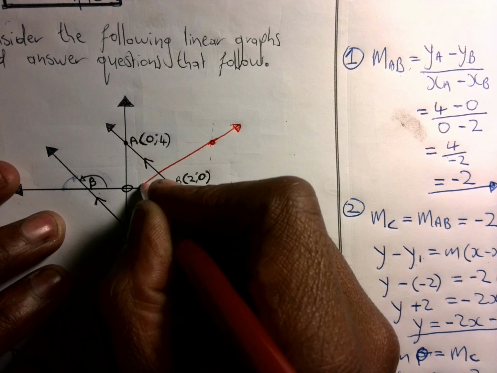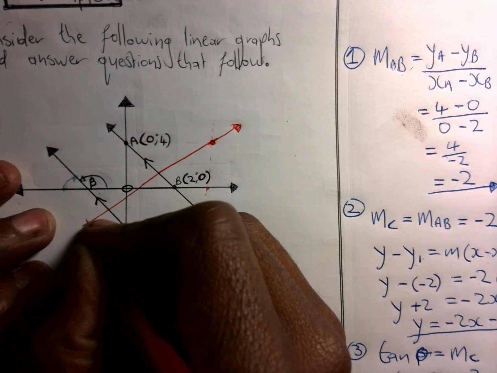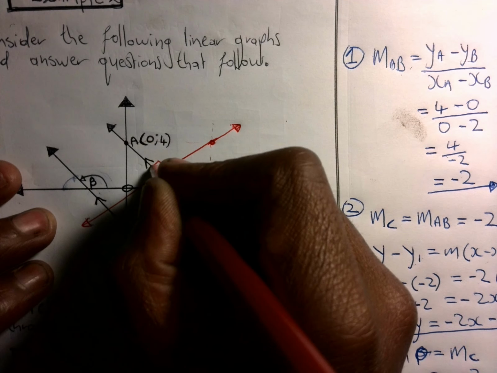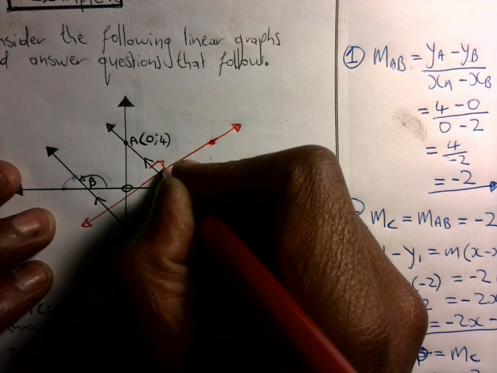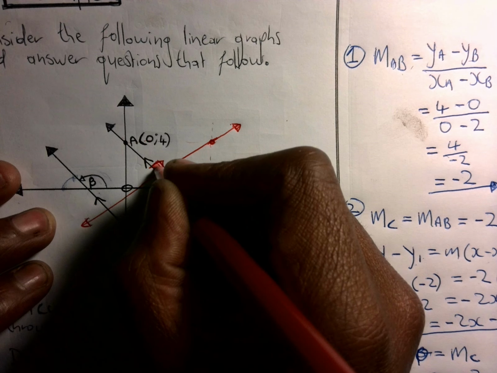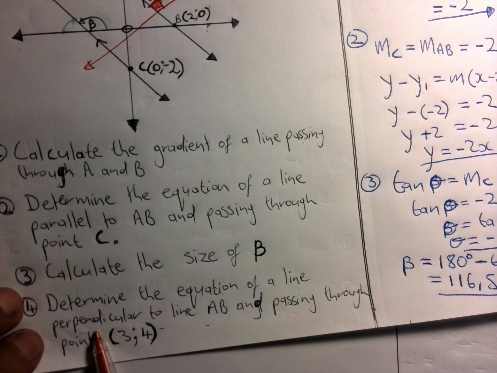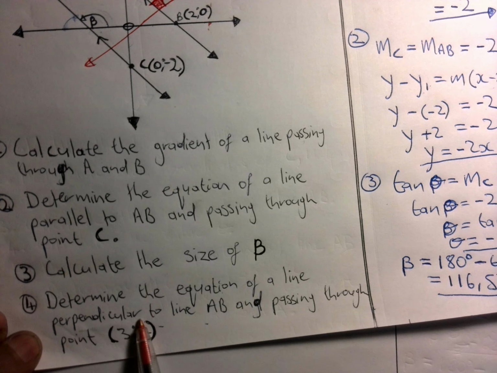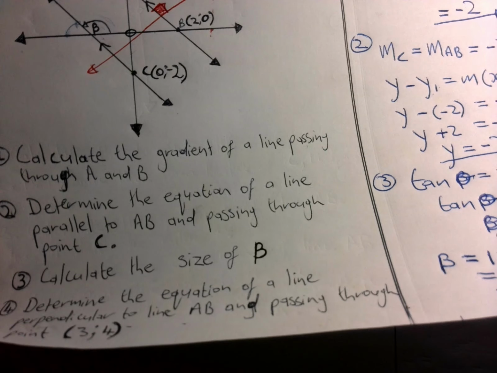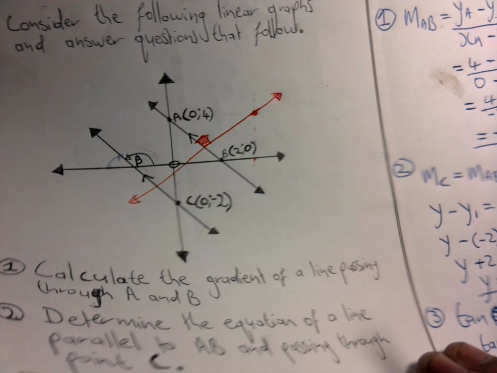Okay, and then it will form what? It will form 90 degrees with what? With the line AB, because we are told that it is perpendicular to line AB. Okay, so how do we solve that one then?